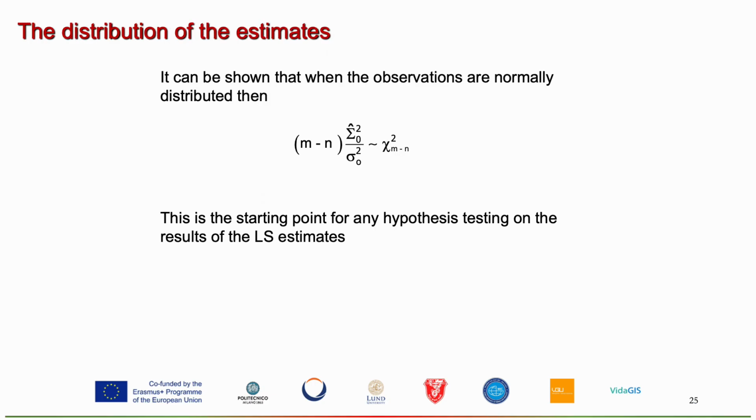Now an important point. It can be proved that when the observations are normally distributed with errors that have zero mean, then m minus n multiplied by the a posteriori variance divided by the a priori variance is distributed according to a chi-square with m minus n degrees of freedom. This is a very important starting point because it is the basis for any hypothesis testing on the results of any estimation by least squares.